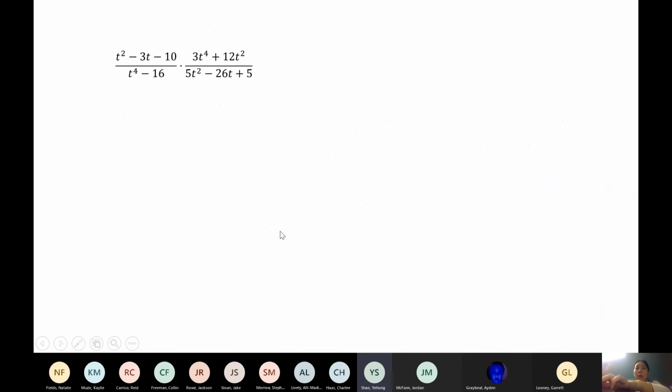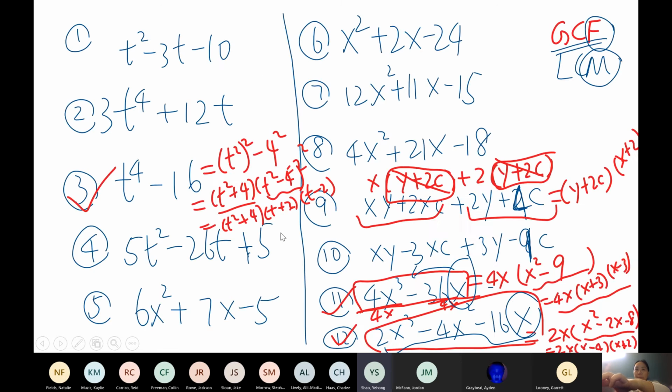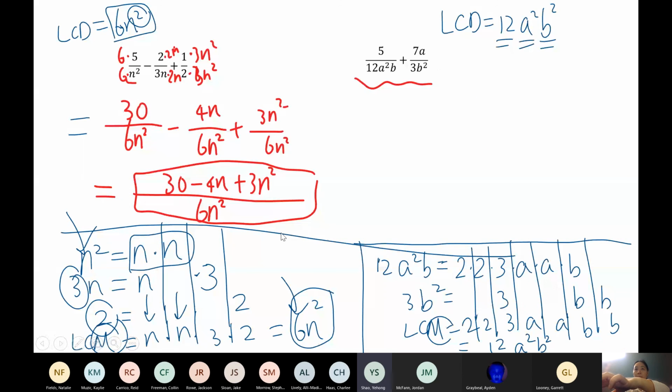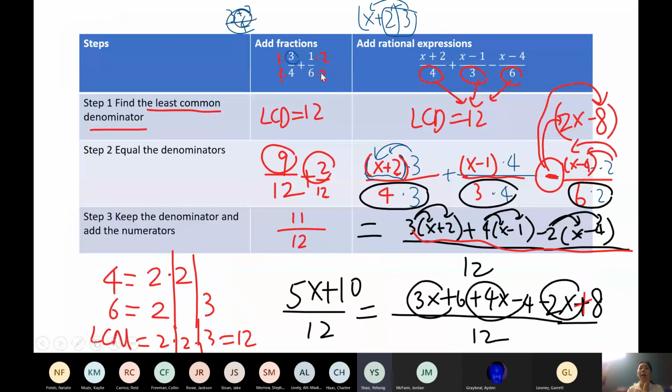And we also started talking about how to add and subtract. So how to add rational expressions. Subtraction is similar. You find the least common denominator and equalize the denominators, so change the denominators to the common denominator, then keep the denominator and add the numerators. That's what we did in this example.